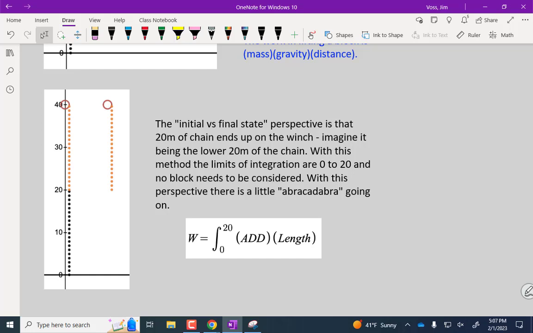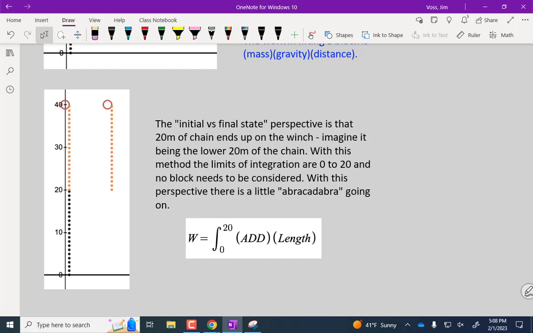So what they did was say, okay, we've got the chain hanging. Here's the initial state. And the terminal state, there's half a chain hanging, but instead imagine that all you're doing is taking the lower half of the chain and lifting it up, and you're letting the top half just stay the same. That's what this does. This says, let's take all the links from 0 to 20 and figure out the work done in moving all of them up to here. And that's what that does.